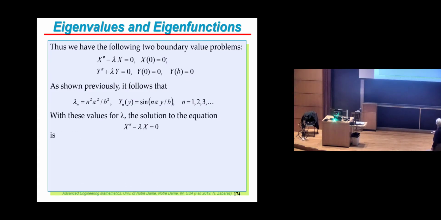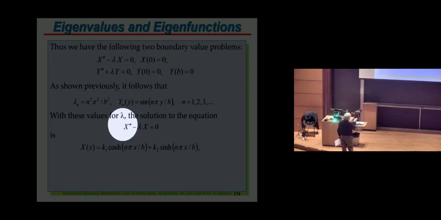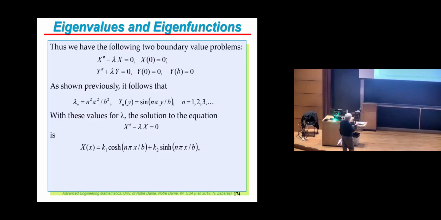Now we have to solve this equation. And this equation obviously has solutions that are exponentials in little x. And for no particular reason, but just mathematical convenience, instead of using the exponentials e to the lambda x, I'm going to use hyperbolic sine and cosine. You don't have a problem with that, right? It's the same, just another set of independent basis functions.